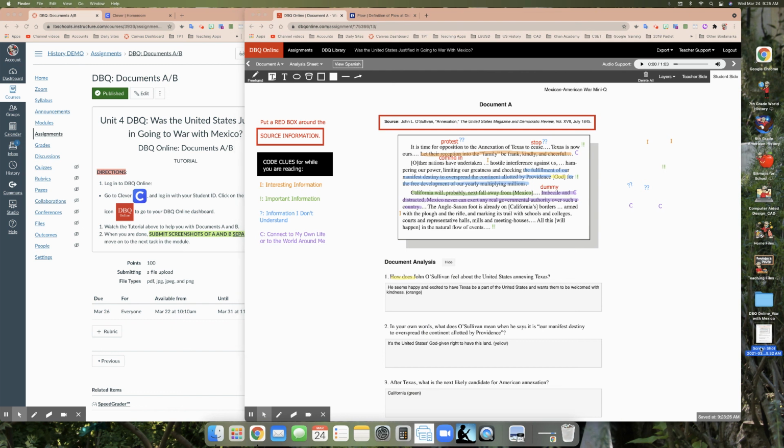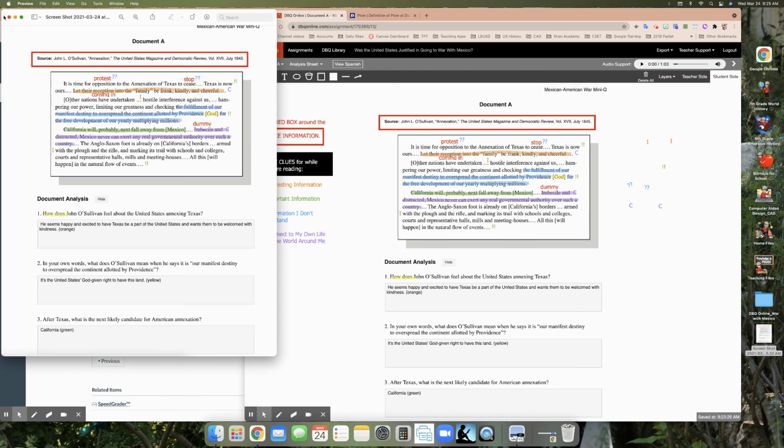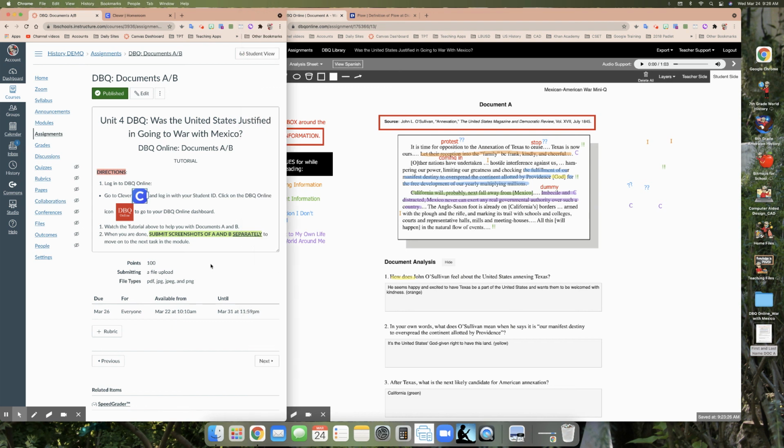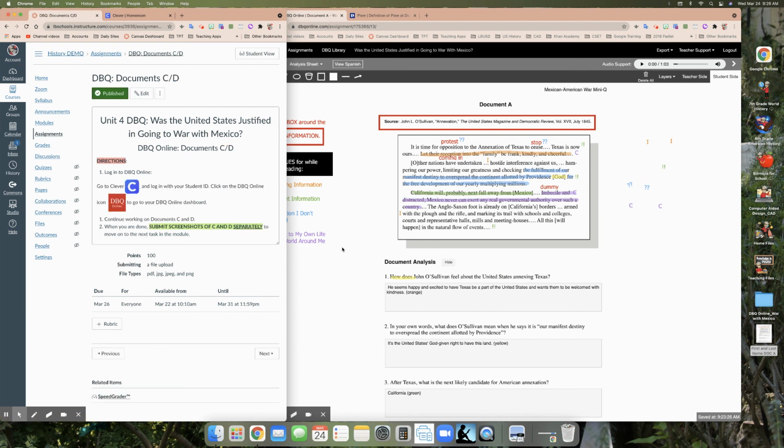Let's name this. So we're going to name this with our first and last name, and then just document A. Doc A. And then you'll do the same thing for document B, doc B, and then submit those two into the first part of this module. And then when you're done with C and D, you'll do the same thing, one for document C and one for document D, and you'll put that here as well.